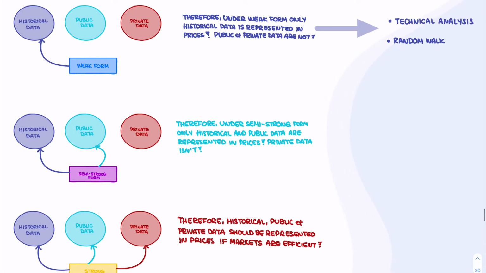As you can see right here, I have 3 circles and a rectangle 3 different times, and it looks like a whole lot of nonsense. But what I tried to do is represent what weak form relates to in terms of historical data, public data, and private data. Then I tried to do the same thing for our semi-strong form and our strong form.